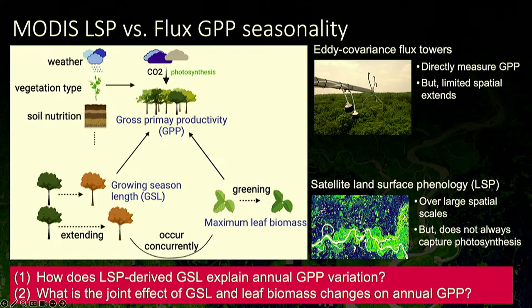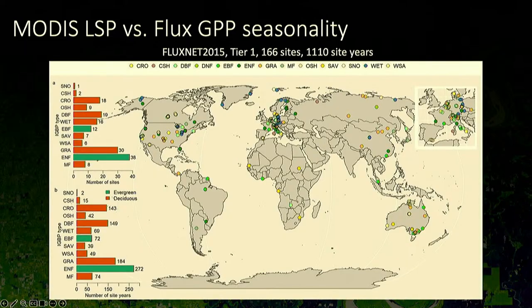So we want to say, well, can we use remote sensing, satellite-based phenology observations of greenness, growing season length and leaf greening, to infer GPP, annual GPP, annual carbon sequestration productivity? That way we can upscale the whole thing to the whole Earth, right, at large scale. So how did we do that?